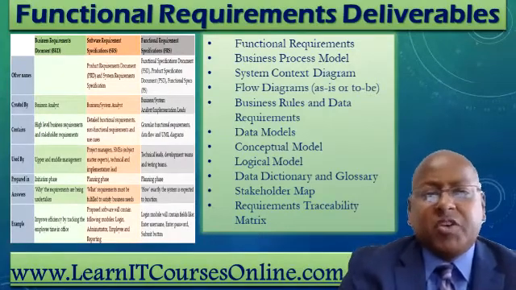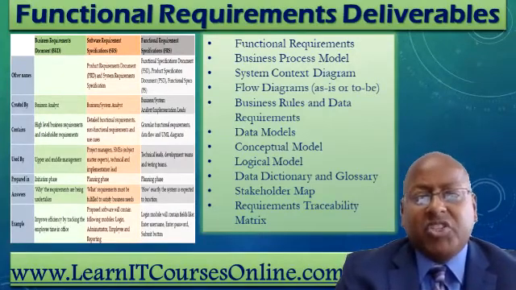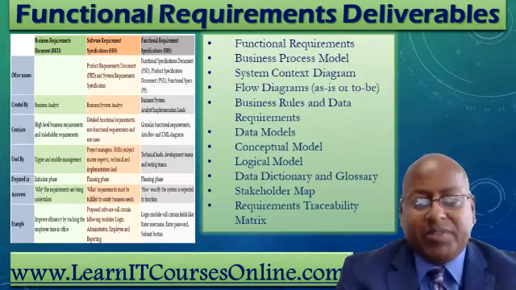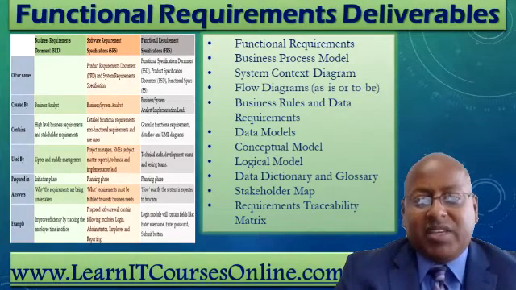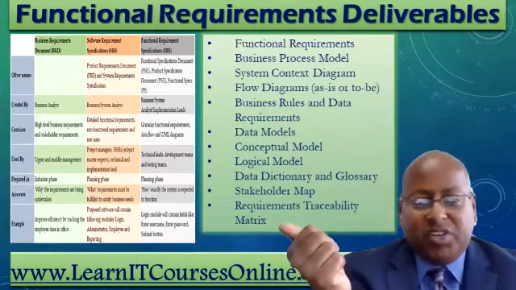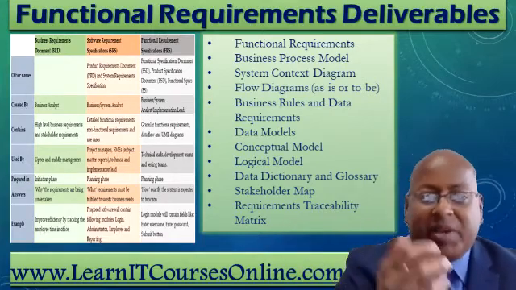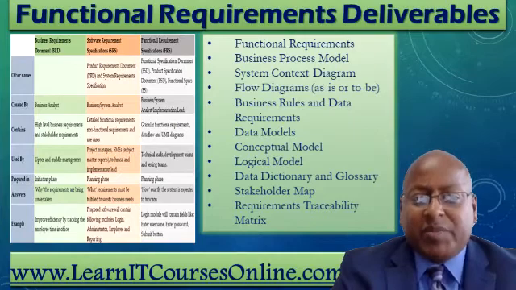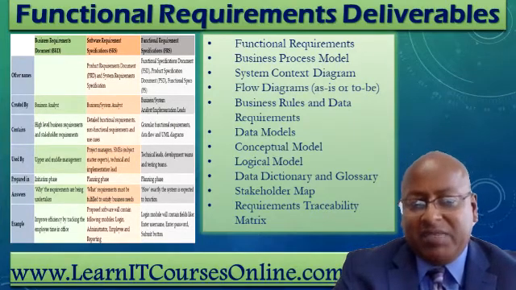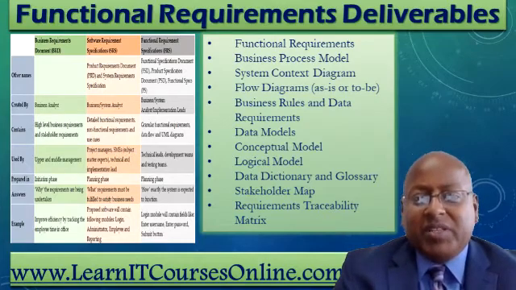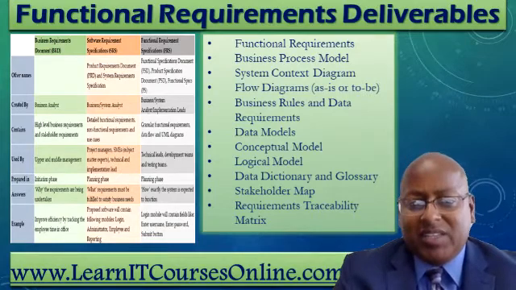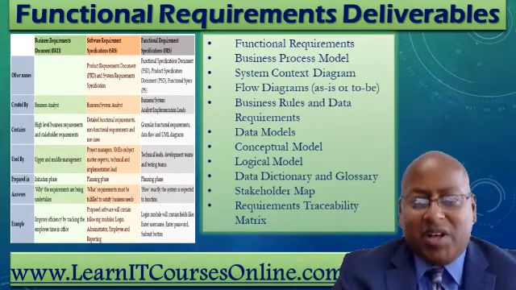So now let's go a step deeper to find what the functional requirements deliverables are. A business requirement document, a BRD, consists of functional requirements. And to explain that, functional requirements is basically a document containing detailed requirements for the system being developed. These are requirements that define the functional features and capabilities that the system must possess. Number two, business process model.